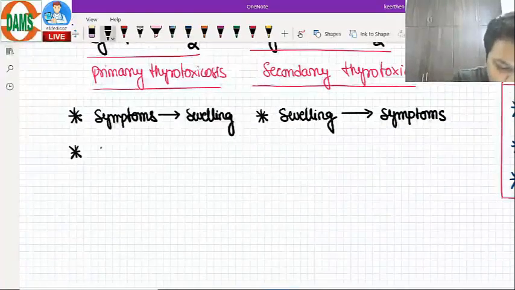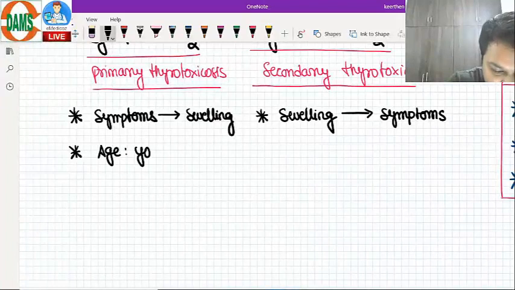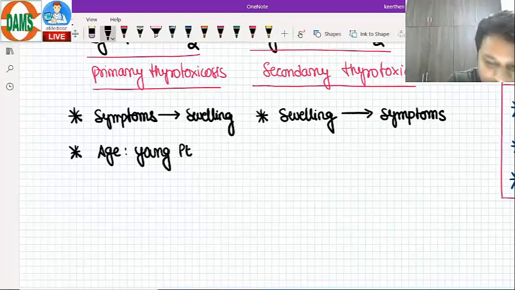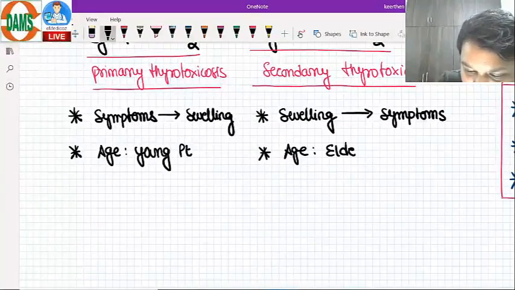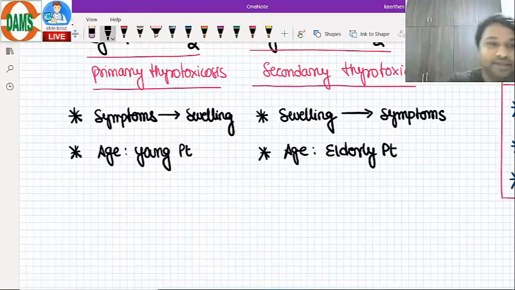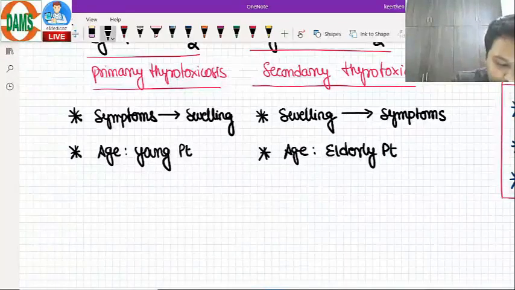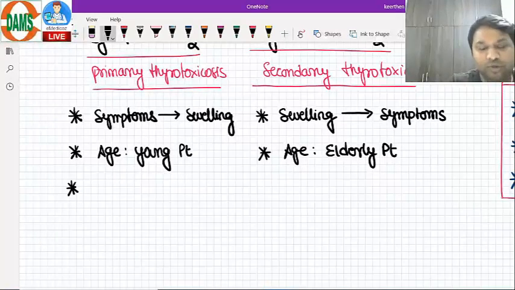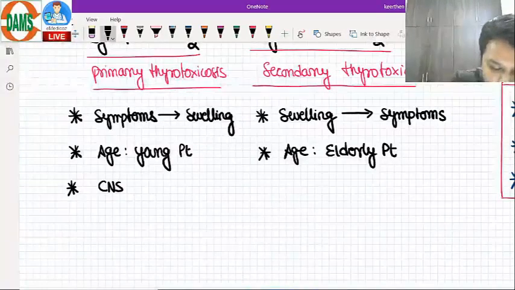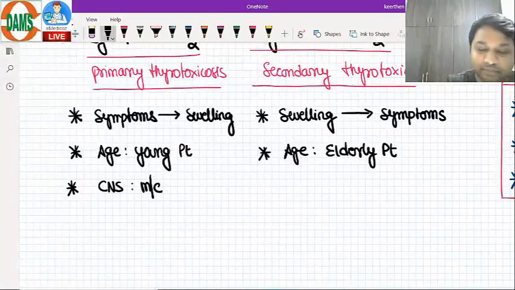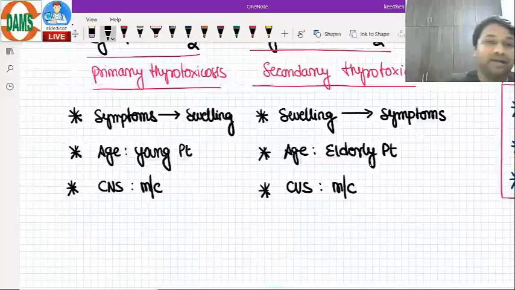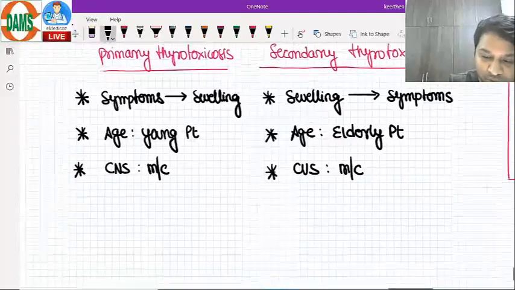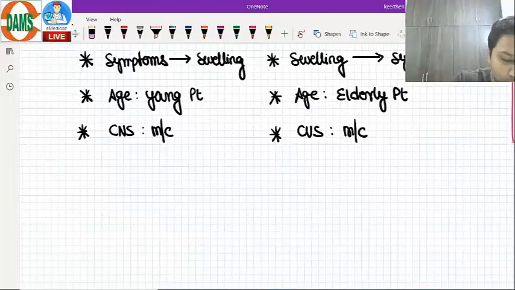Primary thyrotoxicosis is usually seen in young patients, whereas secondary thyrotoxicosis is usually seen in elderly patients. Now, a few important differences that you would like to know about primary and secondary. With respect to symptoms or the system involved, the CNS is more commonly involved in primary, whereas the CVS is more commonly involved in secondary thyrotoxicosis.